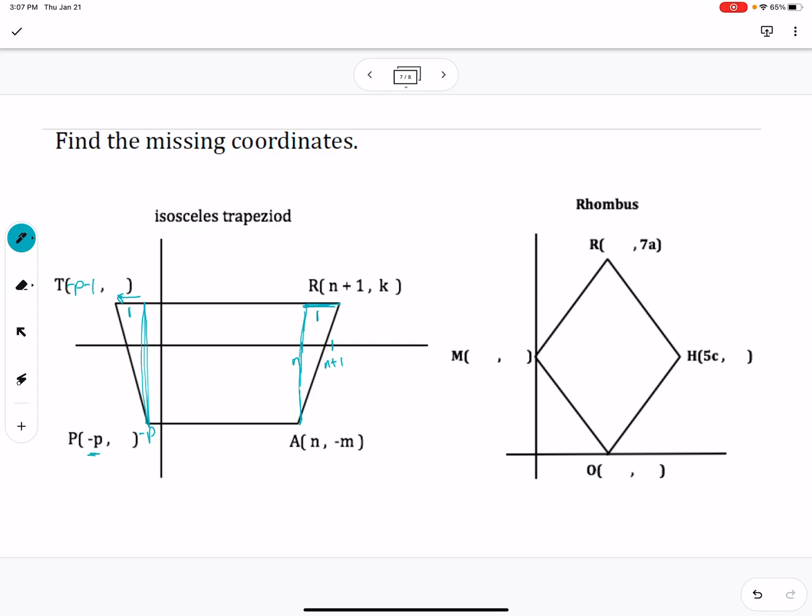Okay? This is at the same Y value as R. Therefore, this will be a K. And this down here, P, is at the same Y value as A. So that will be negative M.